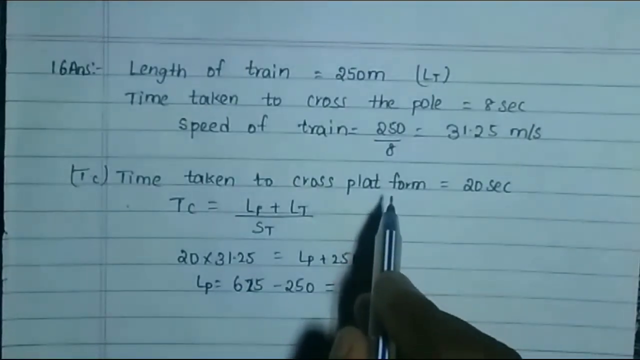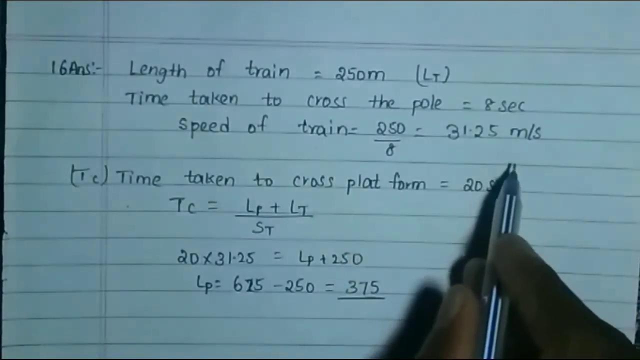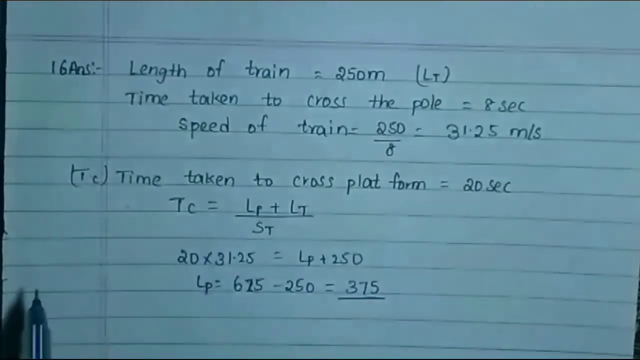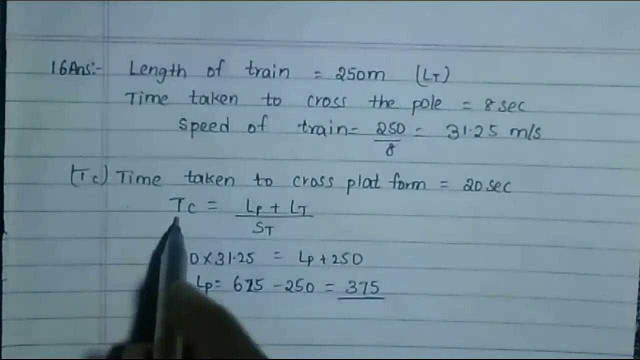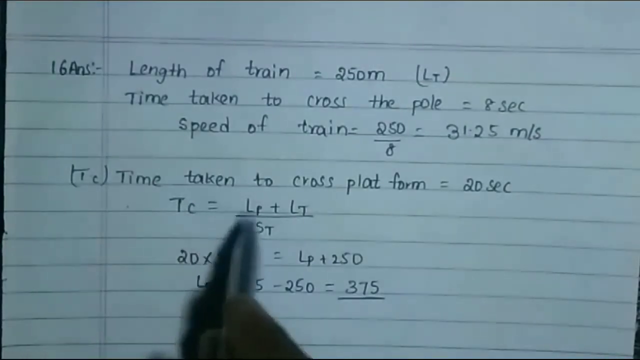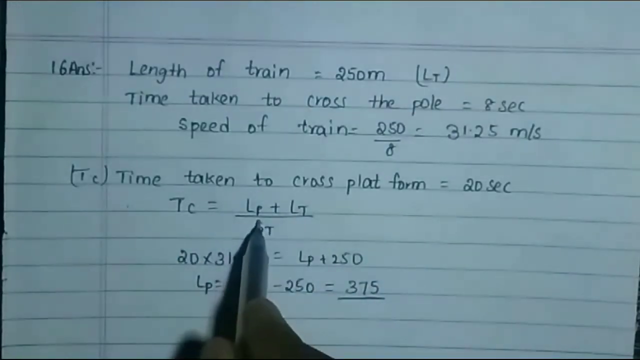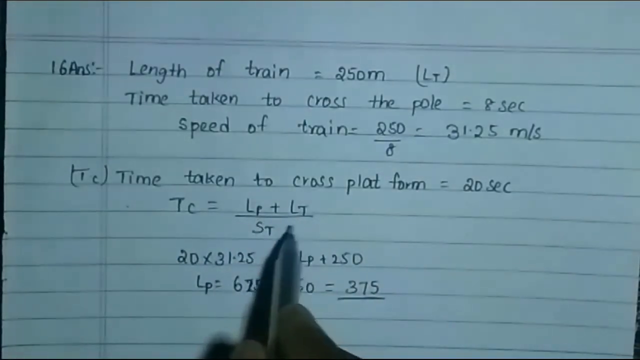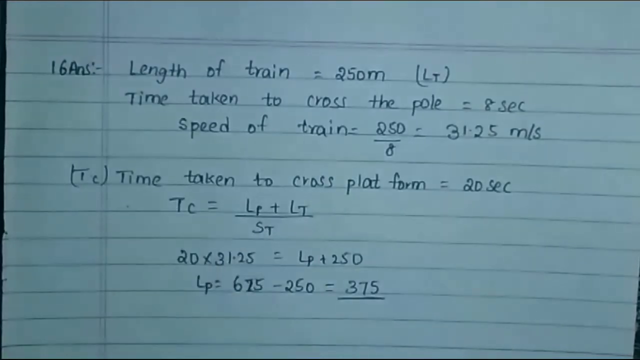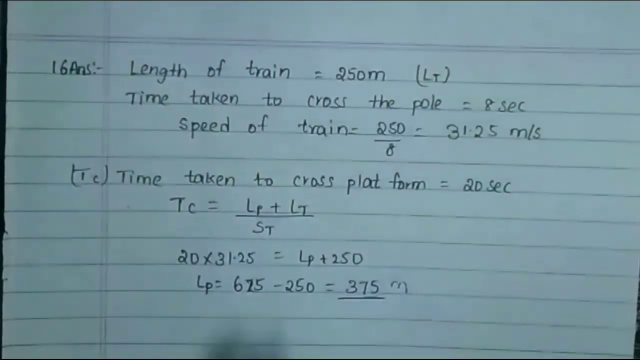250 by 8 gives 31.25 meters per second, and the time taken to cross the platform equals 20 seconds. Here, Tc is nothing but the time taken by the train to cross the platform, which equals length of platform plus length of train by speed of train. Substituting the above values, we will get the length of the platform, which equals 375 meters.